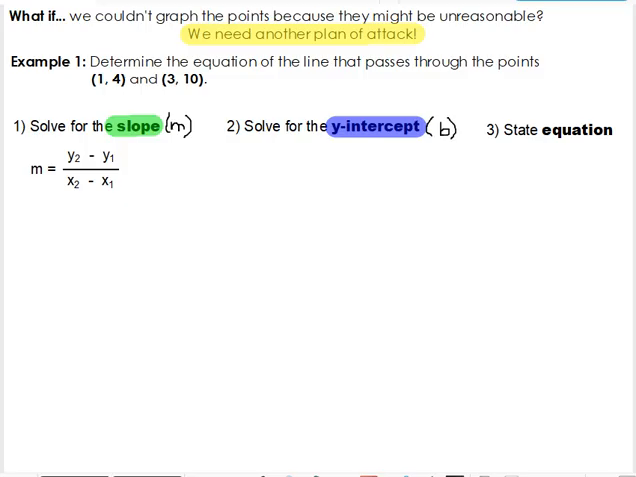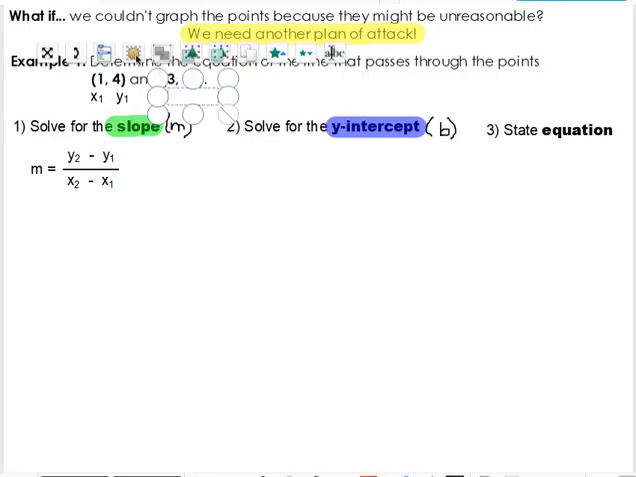Now, if you recall, we did a little bit of this when we learned about slope. See this first coordinate here, 1, 4? We know that the x value is 1 and the y value is 4. And if you look at the coordinate 3, 10, you know that the x value is 3 and the y value is 10. Now, because this is the coordinate number 1, we'll call this combination of xy x1 and y1. And this is the second coordinate, so we'll call this combination of xy x2 and y2.